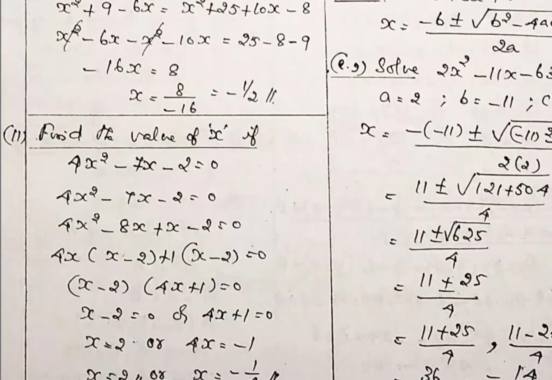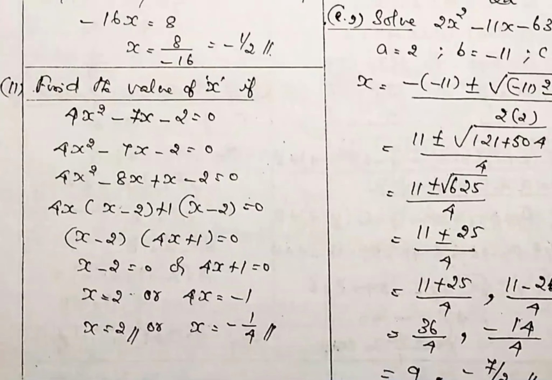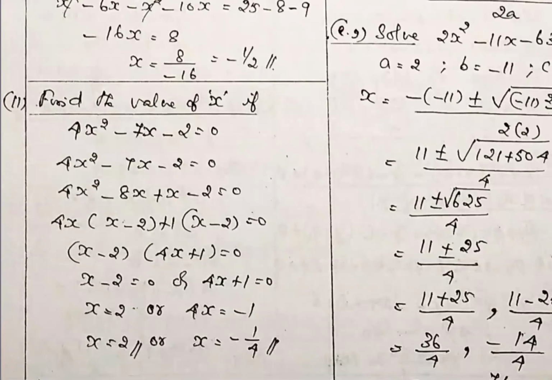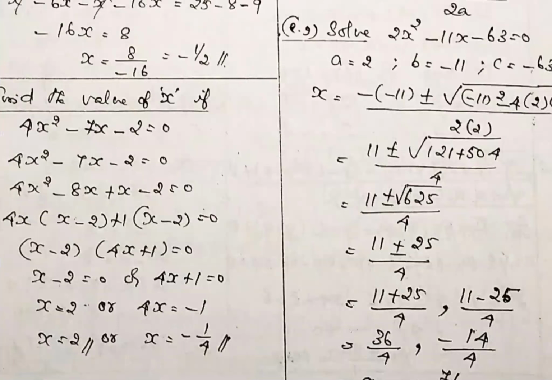4 multiplied by 2, 8. You select two numbers in such a way that their addition becomes minus 7 and the multiplication becomes minus 8. So the numbers selected are minus 8 and plus 1. Factorization we studied last class. You are getting (x minus 2) into (4x plus 1) is equal to 0. From that x is equal to 2, and x is equal to minus 1 by 4. Two values for x.